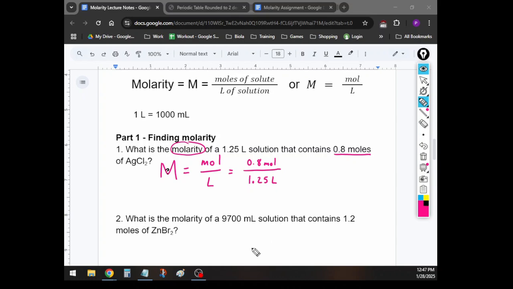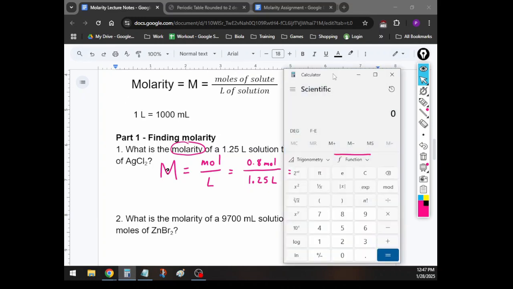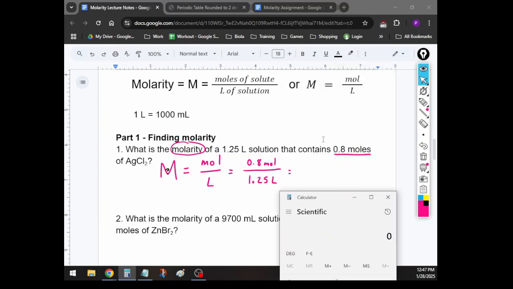Okay, so that's how you plug in the numbers into the molarity equation. You just need to figure out where everything goes. All right, so on your calculator, if you have a fraction, you always do top number divided by bottom number. Hopefully you guys remember that from stoichiometry. But 0.8 divided by 1.25, that means that our molarity is 0.64. And then we have to label our number capital M for molarity. So that is going to be the molarity of this solution.